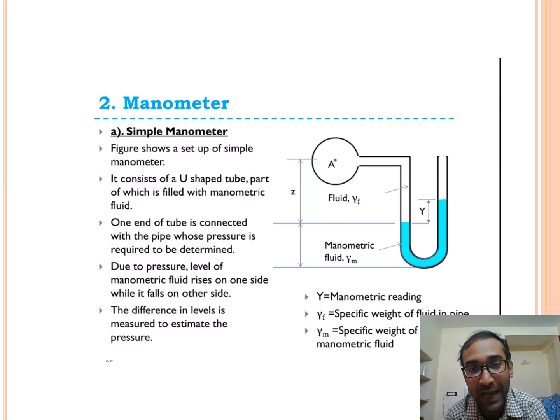Here in this diagram, this height is z and this is the manometric difference y. This is one side and the other end is open. Here γm is the specific weight of the manometric fluid, and γf is the specific weight of the fluid, and y is the manometer reading.